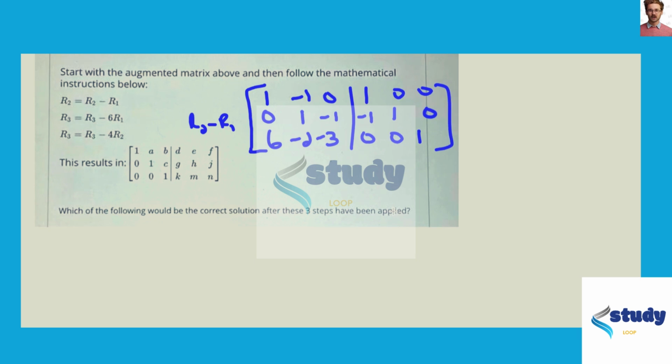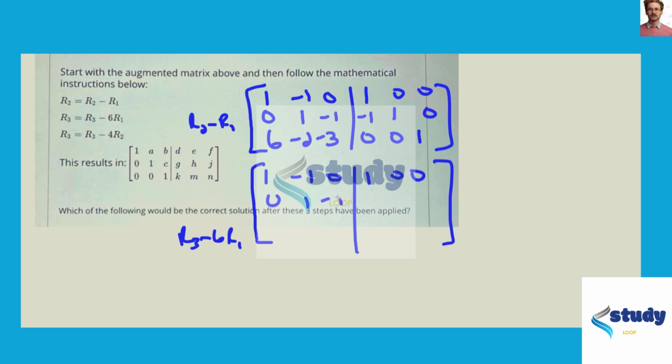Now we'll take this and apply the next one, where row 3 is row 3 minus 6 times row 1. So rows 1 and 2 remain unchanged, and row 3 is now going to be row 3 minus 6 times row 1. So that would be 6 minus 6 or 0, negative 2 minus 6 times negative 1, or negative 2 plus 6, which is 4. Then negative 3 minus 0 is negative 3. Then 0 minus 6 is negative 6. 0 minus 0 is 0, and 1 minus 0 is 1.